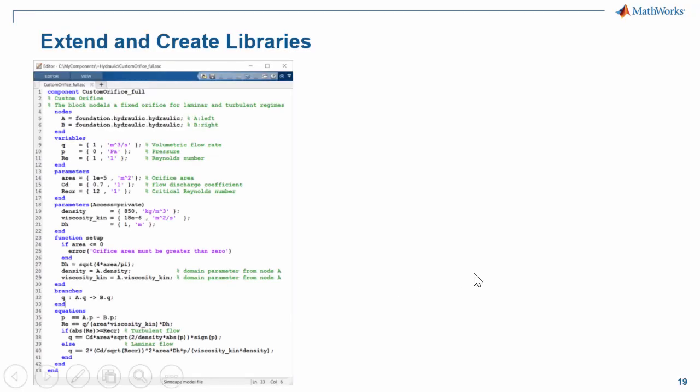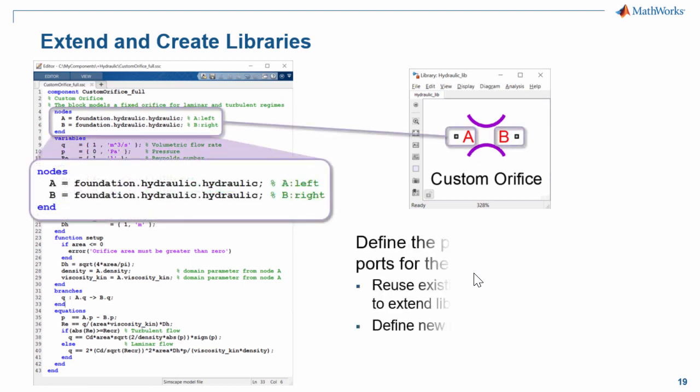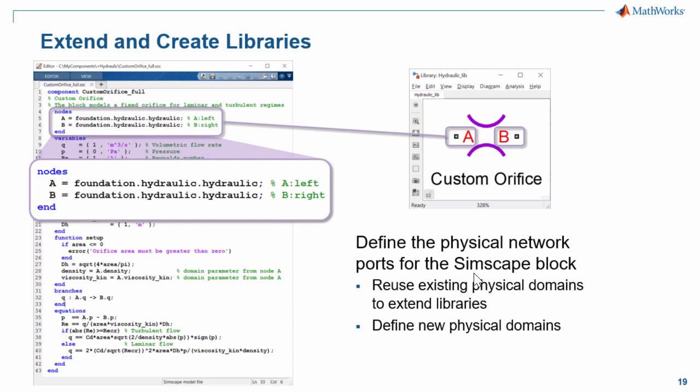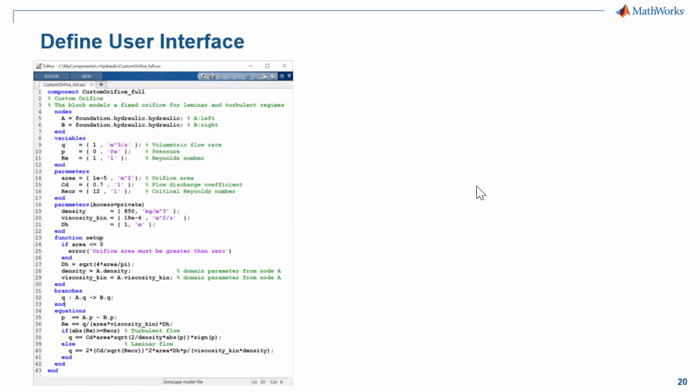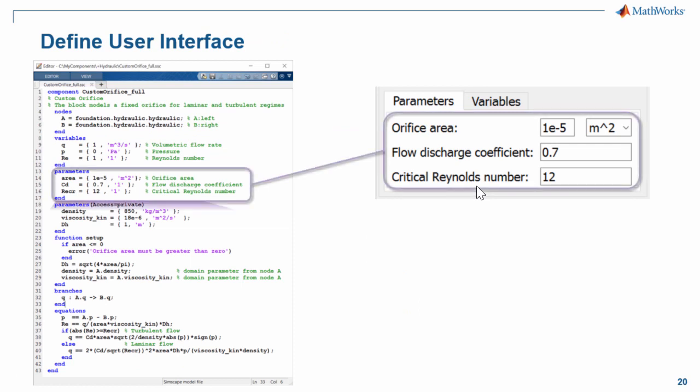This is the source code that implements our custom hydraulic orifice block. The first portion of the code is where we define the hydraulic ports. Our orifice needs to have two ports. We reuse the domain definition from Simscape so that our block is compatible with the rest of the hydraulic libraries. The next thing we need to do is to define the user interface, where we expose the parameters we want other users to adjust. This is done here.